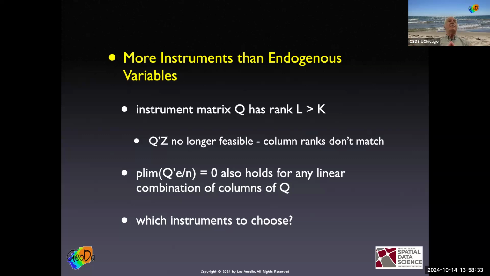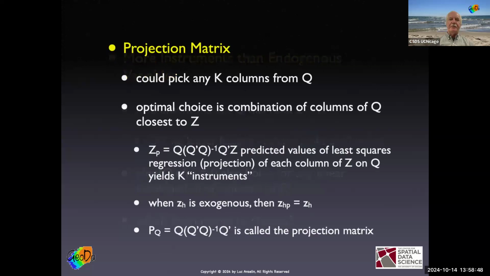Everything that held for the instrumental variable that I just talked about also holds for two-stage least squares, only the expressions get even longer, right? So here we go.